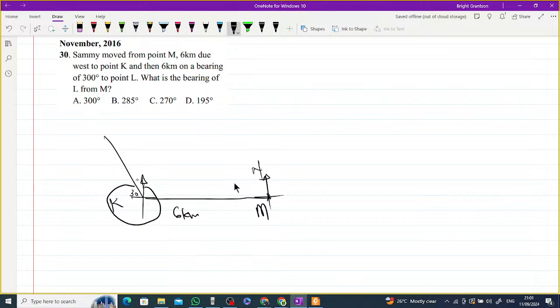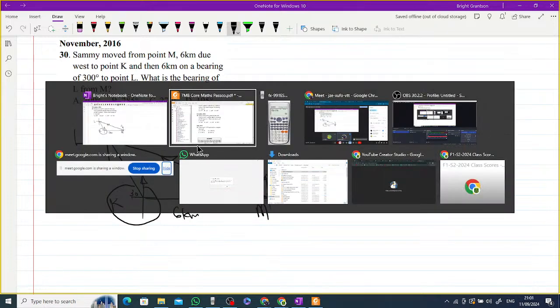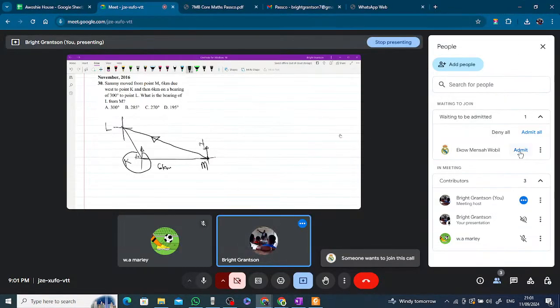So what is the bearing of L from M? This is the L, they highlighted L. What's the bearing of L from M? So let's connect this one. It says L from M, so this is the direction. L is coming from M. You understand?